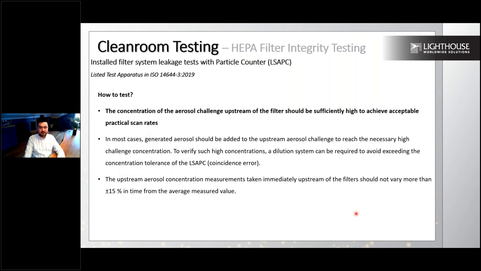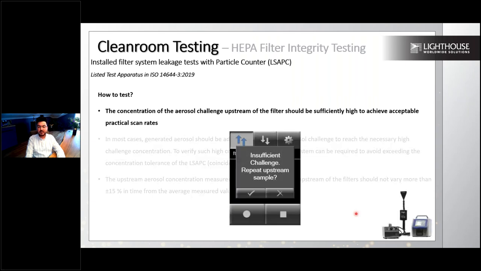So how to test? There are three things defined that keep you aware of the risks. One, the concentration of aerosol challenge upstream of the filter should be sufficiently high to achieve practical scan rates. That's why in Scanair Pro, we have upstream challenge testing. If your aerosol challenge upstream is not enough, it gives you an alarm saying insufficient challenge. Would you like to repeat upstream sample? So we try to avoid this.